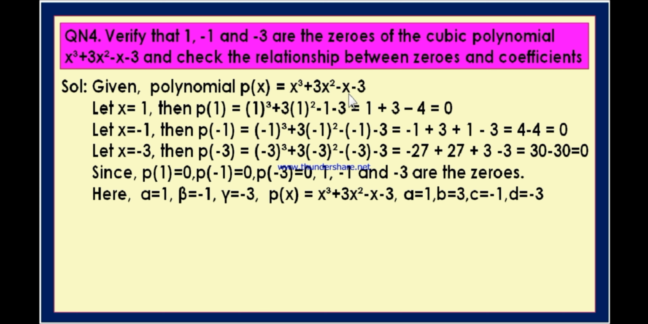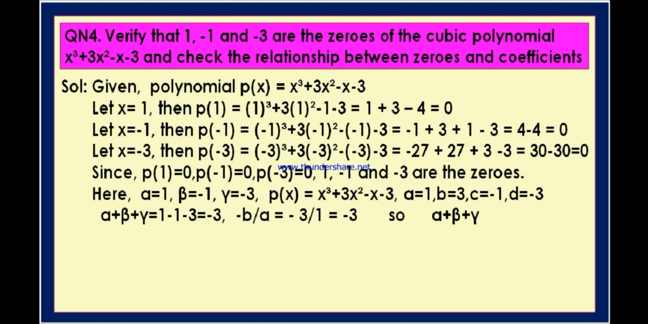For that, we consider the cubic polynomial. Take the coefficients. The coefficient of x cube is a, the coefficient of x square is b, the coefficient of x is c, and the constant term is d. A is equal to 1, b is equal to 3, c is equal to minus 1, d is equal to minus 3. And alpha is equal to 1, beta is equal to minus 1, and gamma is equal to minus 3. Now let us find the sum of the zeros, alpha plus beta plus gamma.